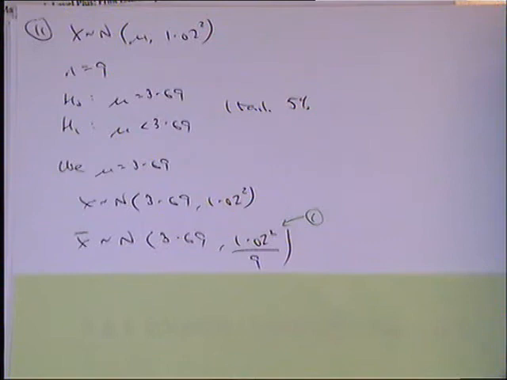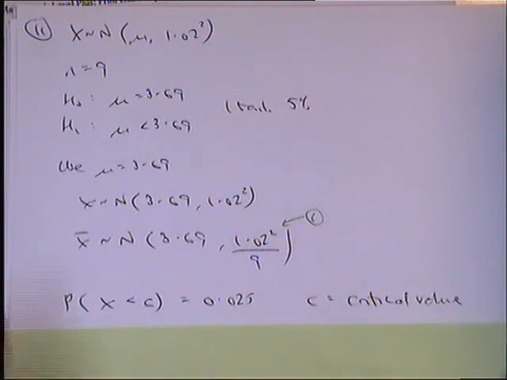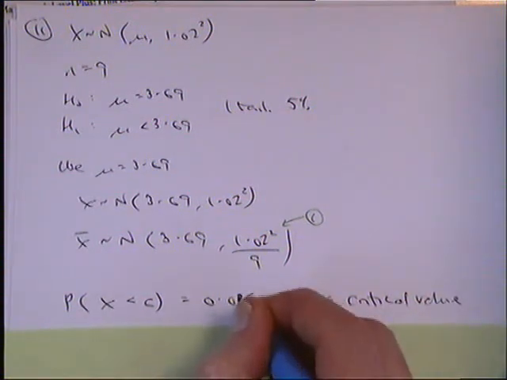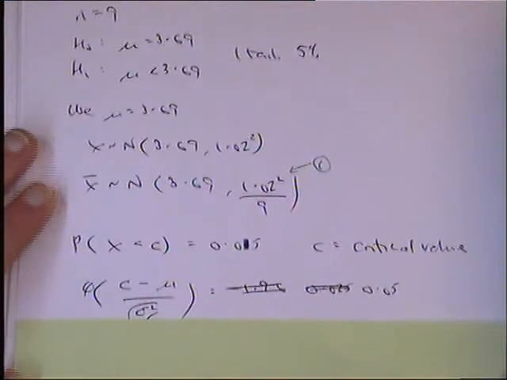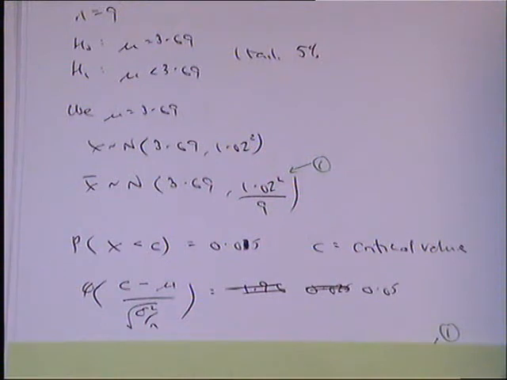Because I'm dealing with a sample, I need the distribution of x bar. So I need sigma squared over n for my variance. And I need to find a critical value such that the probability of being lower than that is 0.025. I'm looking at this now and I'm thinking that may not be correct because it's a one-tail test and that should be 0.05. We'll see if I've corrected that on the next line. Okay, so there we go.